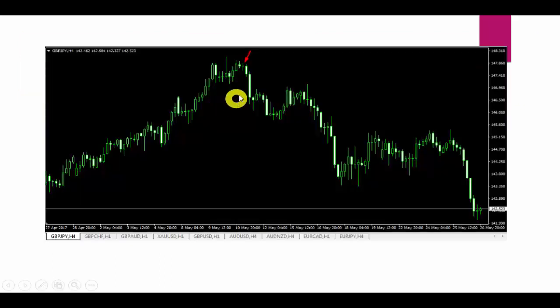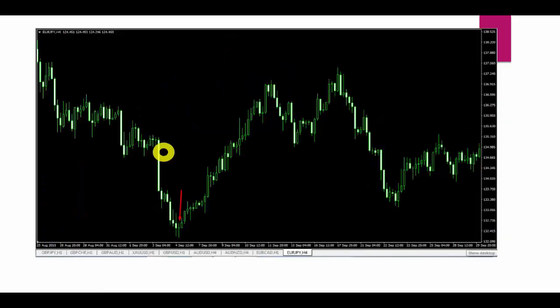This is the GBP JPY H4 chart. You can see the market was earlier in a strong bullish trend, and right after that doji, which has a very small body and long shadows, the trend changed. The market came down. First a bullish trend, then right after the formation of the doji we got a trend reversal and the market came down to a huge level, a big downward movement.